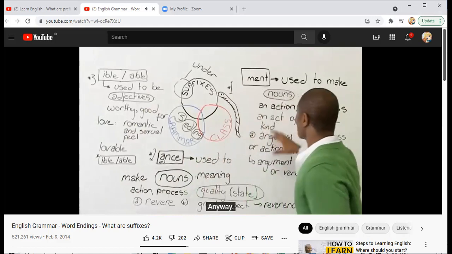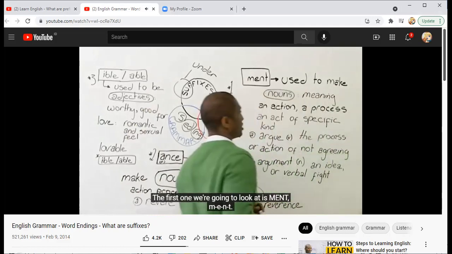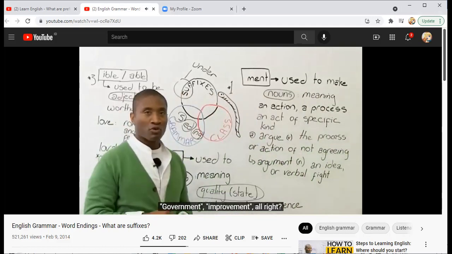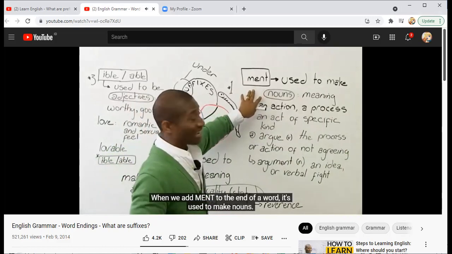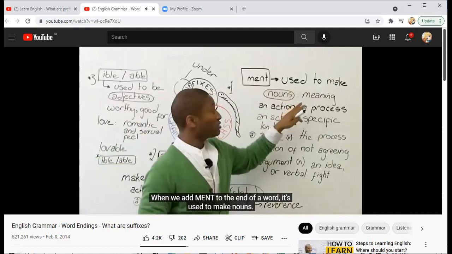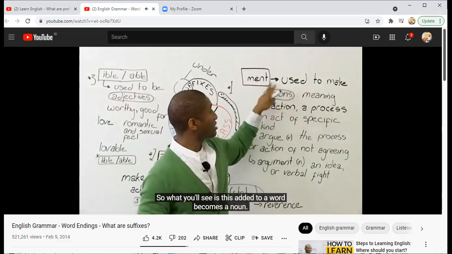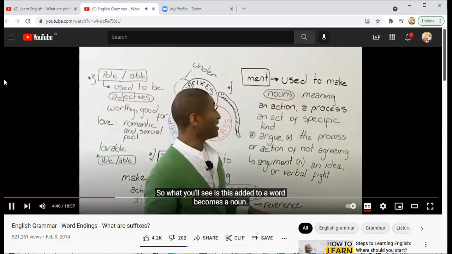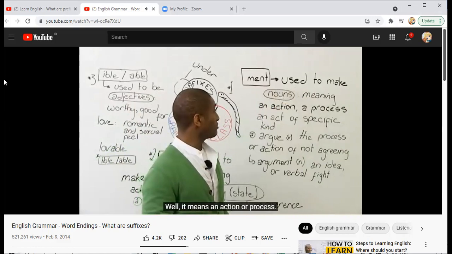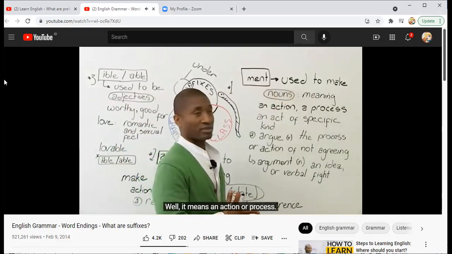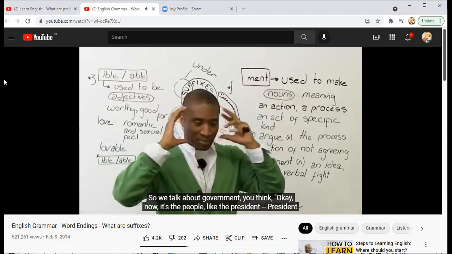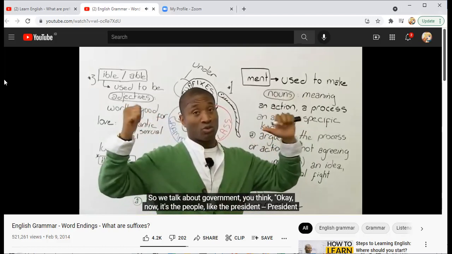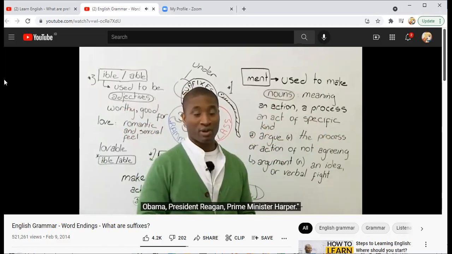Anyway, first one we're going to look at is ment. M-E-N-T. Government, improvement, right? When we add M-E-N-T to the end of a word, it's used to make nouns. So what you'll see is this added to a word becomes a noun, okay? And what does it mean? Well, it means an action or a process, okay? So when we talk about governance, you think, okay, now it's the people, like President Obama, President Reagan, Prime Minister Harper.